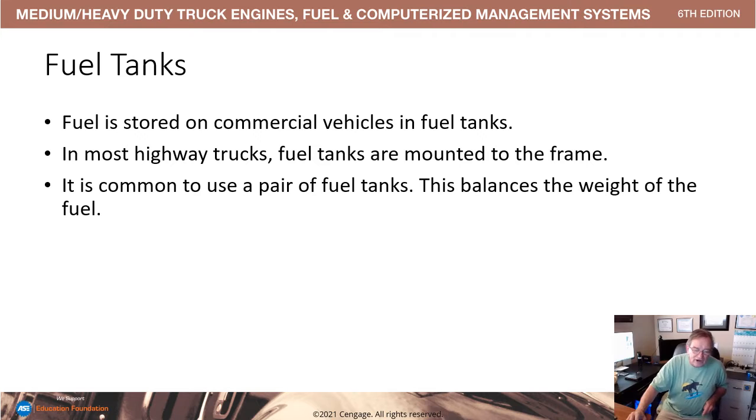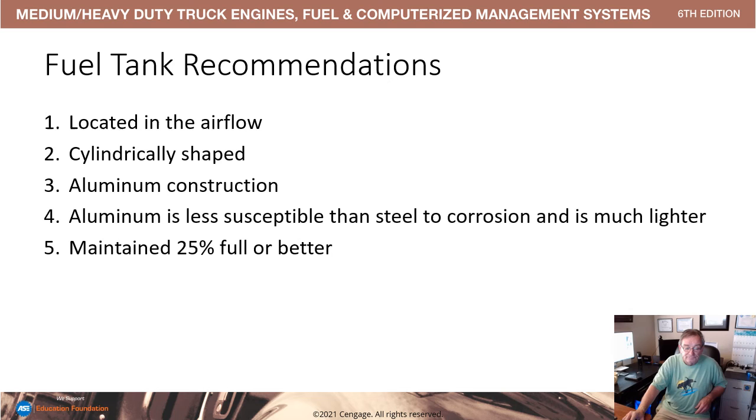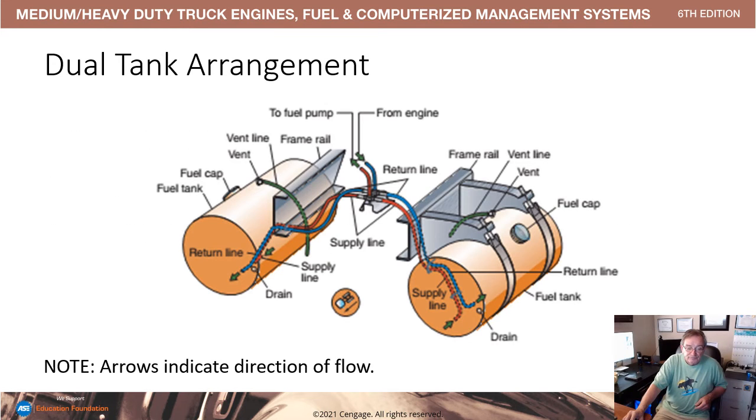In highway tractors, fuel is stored in fuel tanks. Most highway trucks' fuel tanks are mounted on the frame. It's common to use a pair of fuel tanks. This balances the weight of the fuel. They're located in an airflow. They're cylindrically shaped, aluminum in construction. Aluminum is less susceptible than steel to corrosion. It's much lighter, and it's best that they're maintained 25% full or greater.